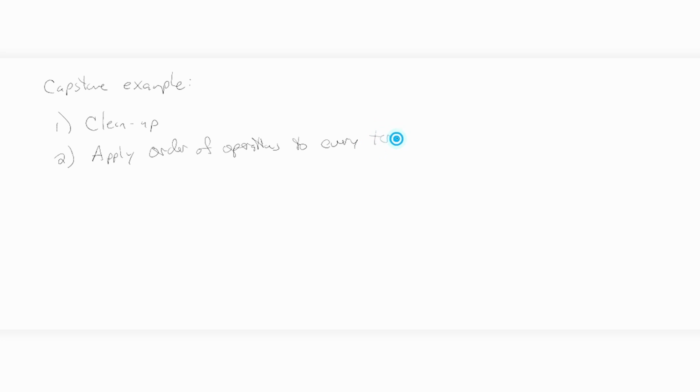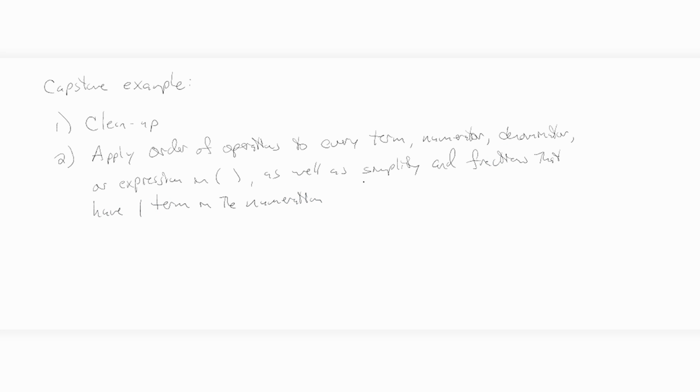So lastly, for a capstone example, the first thing we want to do, apply order of operations to every term or expression in parentheses, as well as any fractions that have one term. And again, it could have multiple factors in the numerator as long as they are multiplied together. That makes a single term.